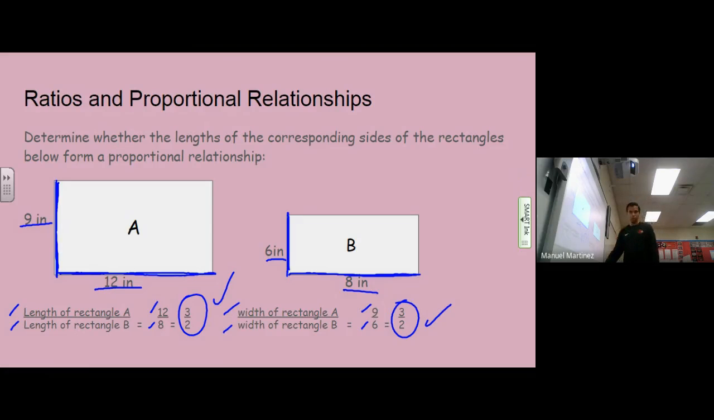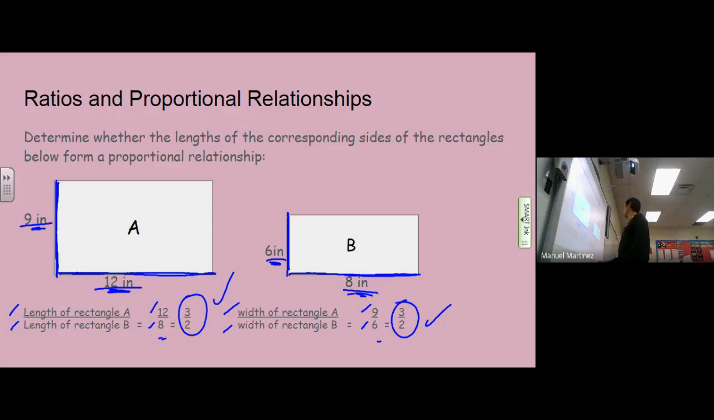So what did we do? Just to summarize, we compared corresponding sides, okay? We set up ratios with corresponding sides, 12 and 8, here is 12 and 8, and then 9 and 6, here it is, okay? And then we simplified and we determined that they are the same. They are equivalent ratios. That's why those two figures are proportional.